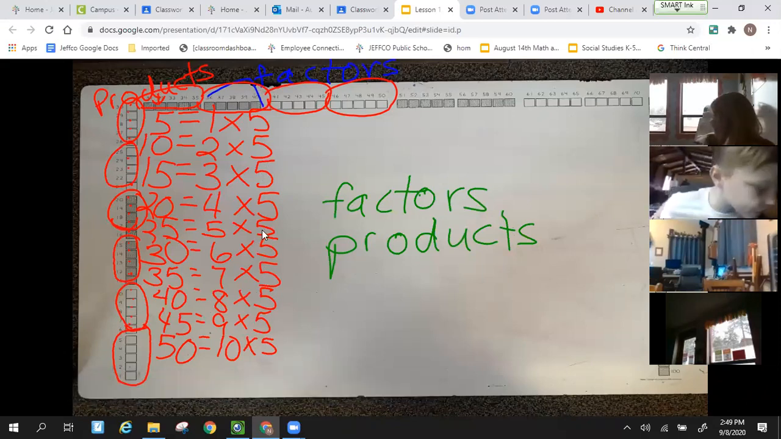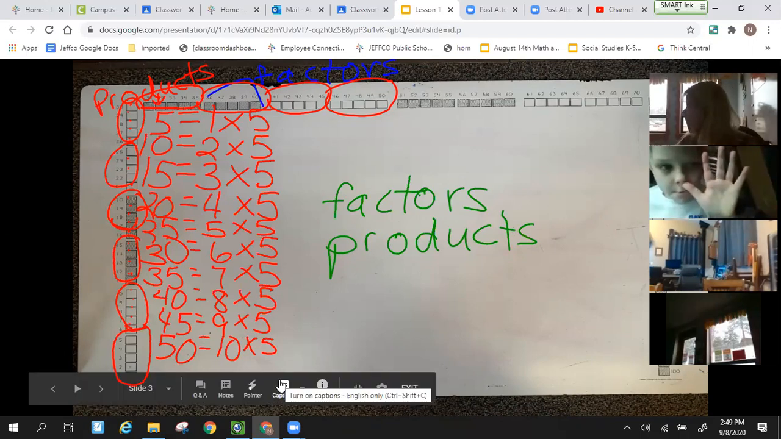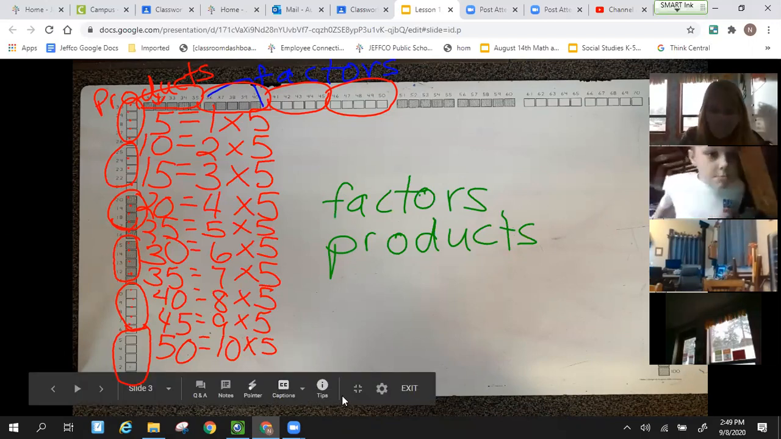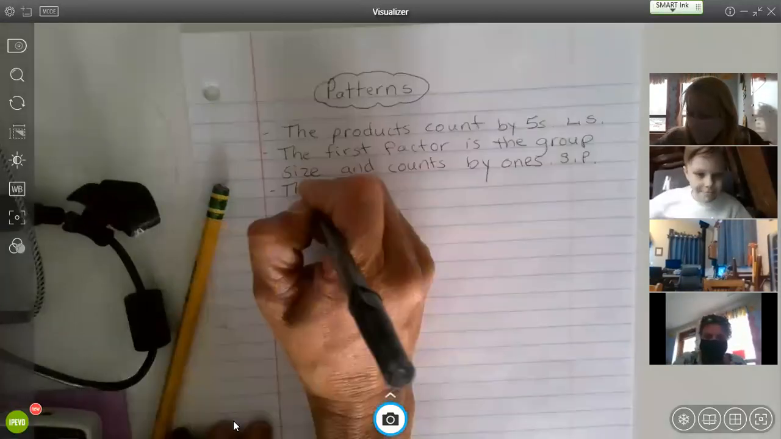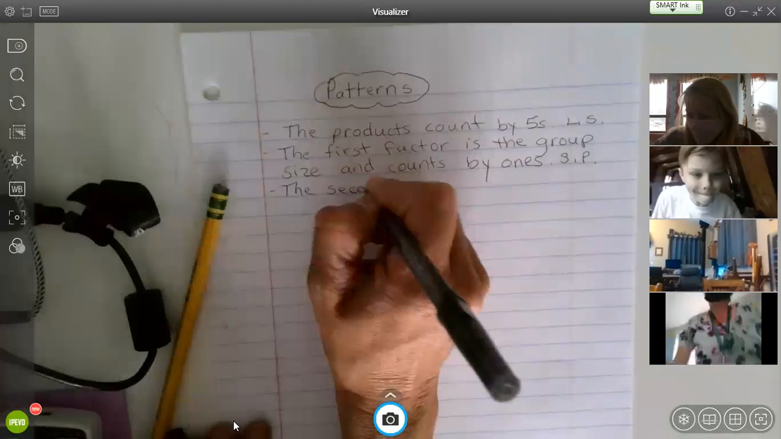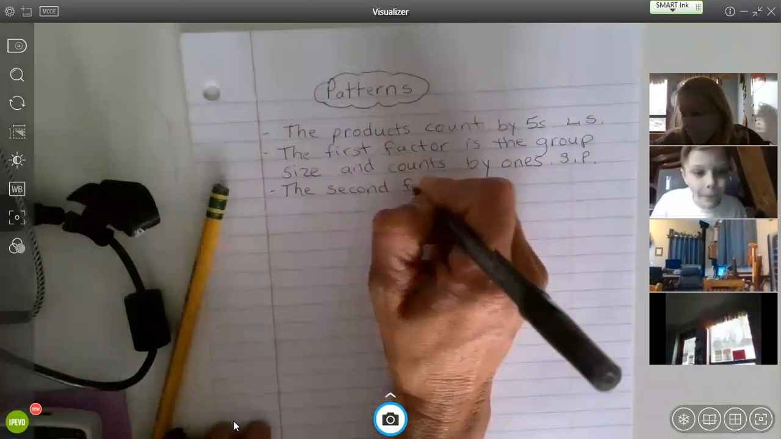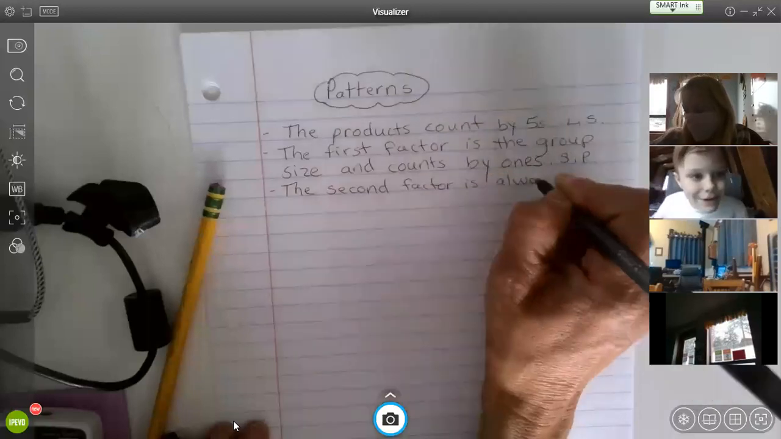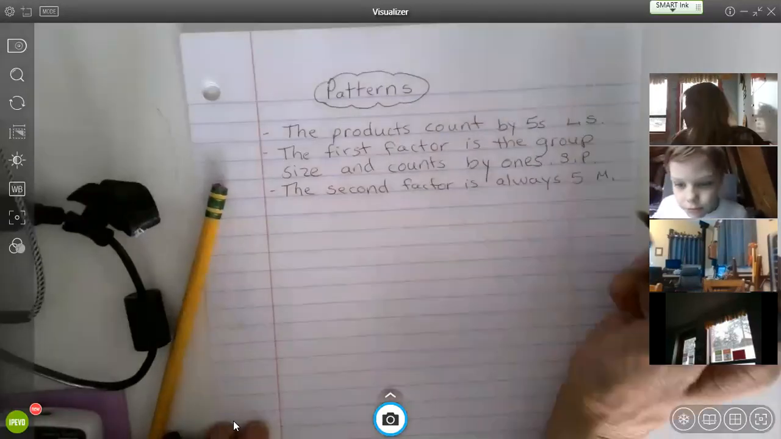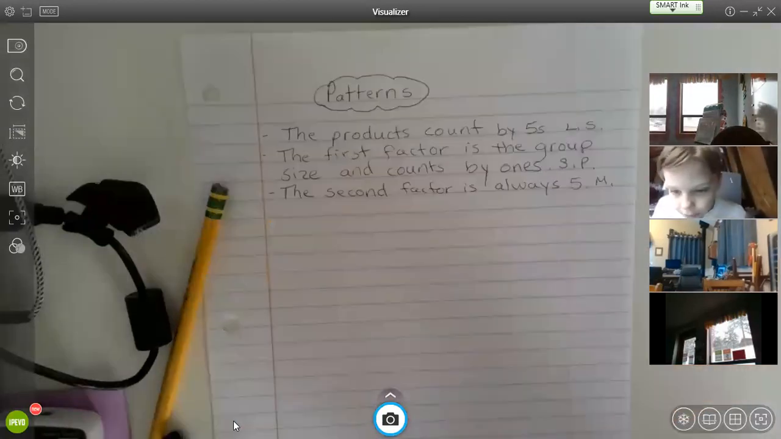Factors? Yes, so the first one goes in counting order. Does anybody notice something about the second factor? Maddie? Yeah, the second factor is all 5s. The second factor is always 5. That's because it's our count by. And so we are going to always have 5 for that.